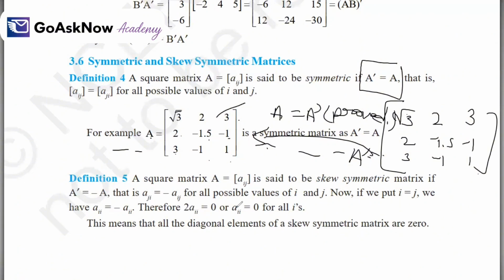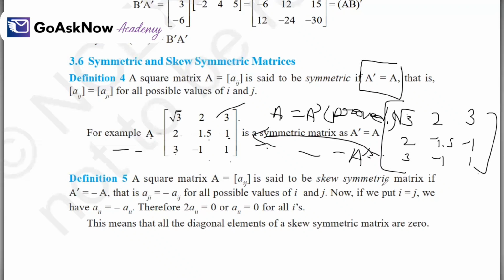Definition: a square matrix [aij] is said to be skew symmetric. So what is skew symmetric? If your A dash is coming out equal to minus A only. Okay, it means that aji is equal to minus aij for all possible values of i and j. Now, if we put i equal to j, we have aii equal to minus aii. So therefore, 2aii is equal to 0, or aii is equal to 0 for all i. It means that your diagonal elements should be equal to 0 here.